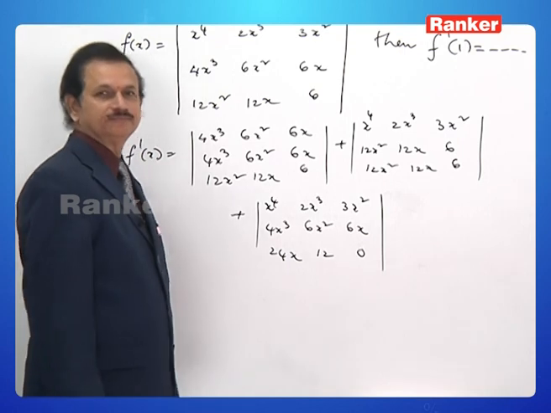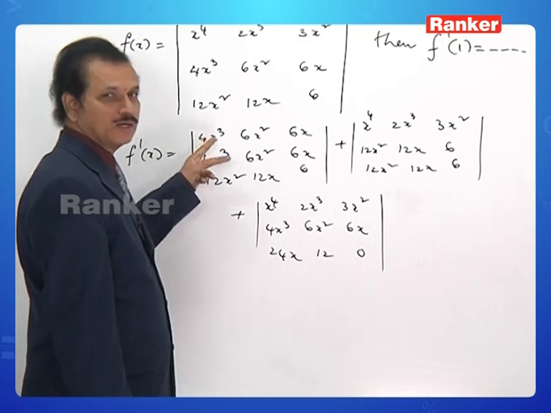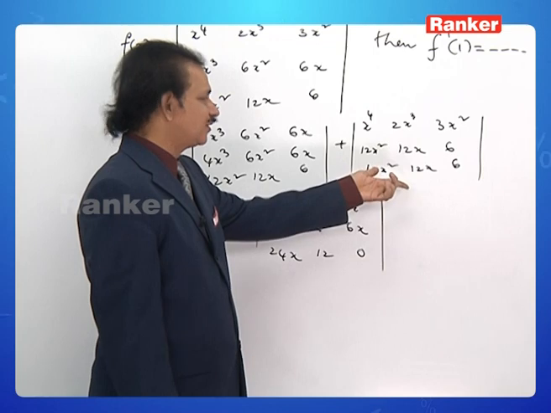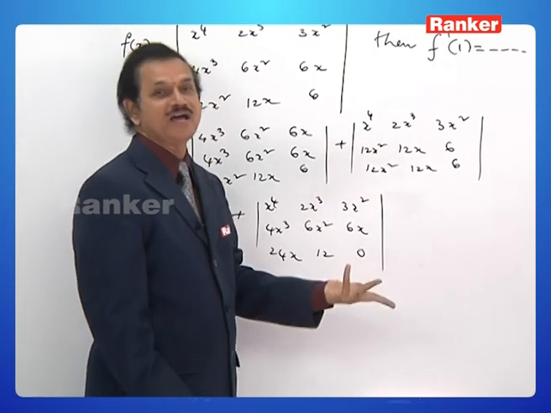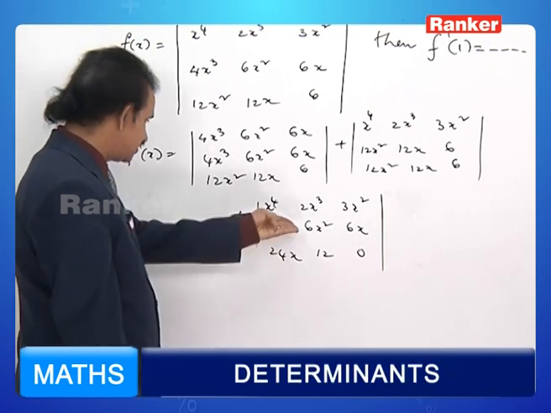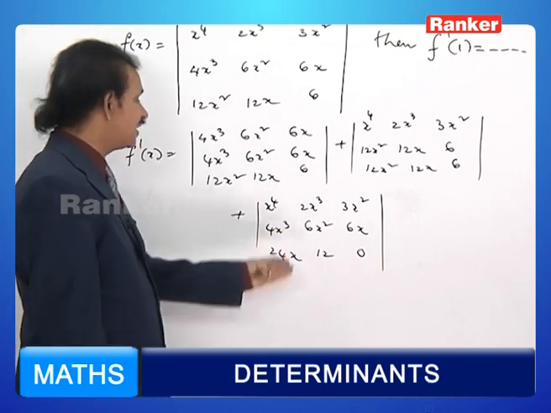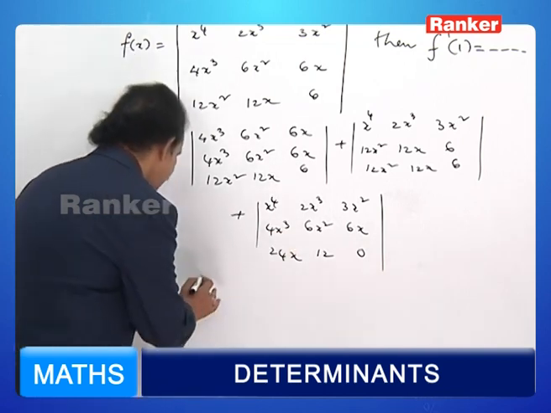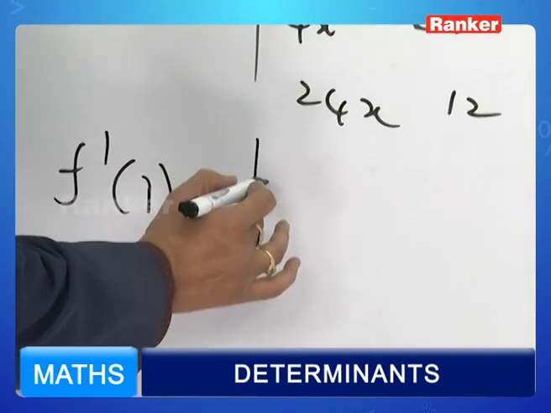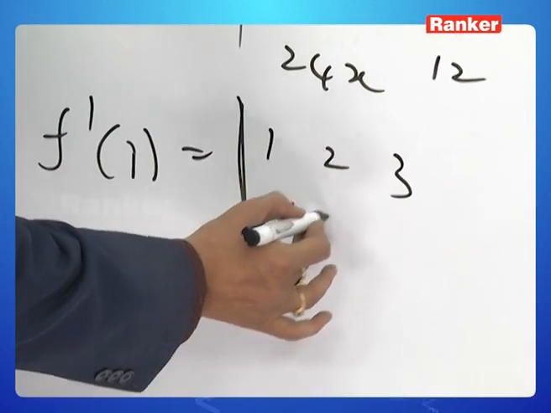Come on, dear. The elements of the first row and second row are equal. So this determinant vanishes. The elements of the second row and third row are equal here. So this determinant also vanishes. So the only determinant which lies before us is this. This is f dash x, you know. You need not obtain this determinant. You directly find f dash 1, which is equal to, now find it. 1 power 4, 1, 2, 3, 4.